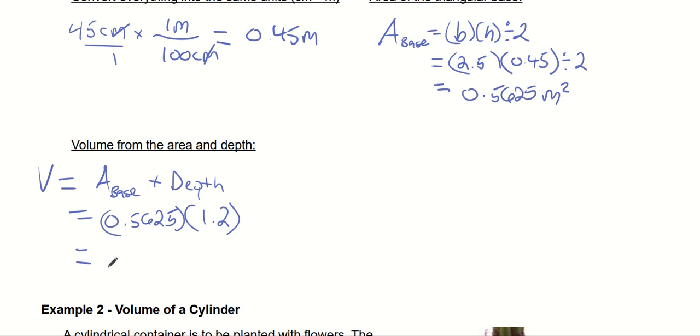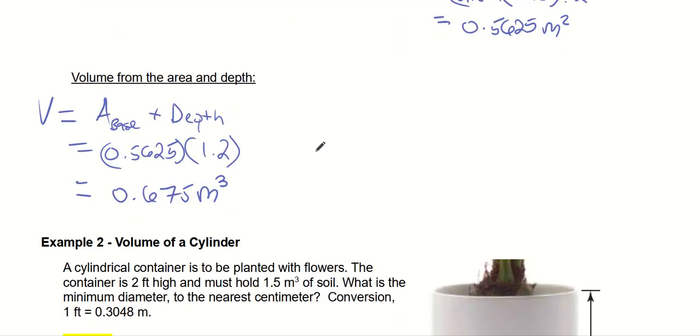And we should get 0.675 meters cubed. Remember, volume is always in cubed. Okay, so that was easy enough. That should take you back to, I believe, even grade school or maybe even grade 9. I think they learned this in grade 9 and maybe 10.